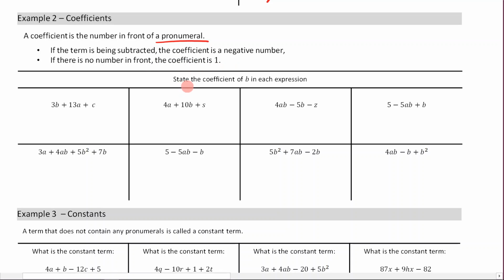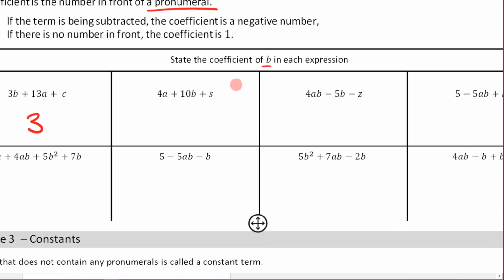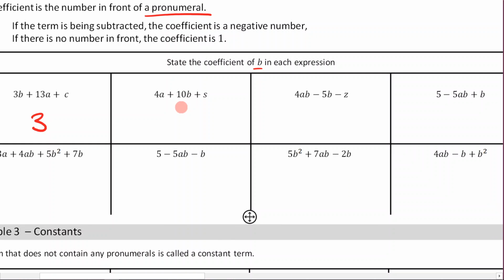Okay, so what we need to do here is state the coefficient of b in each expression. So right here, you can see I have 1, 2, 3 terms, and here is my b, and the number in front of my b is 3. So that means the coefficient of b is 3, because it's simply the number in front of b. Let's come and look at this one now. So what we're trying to find here is the number in front of b. So there is my b term, and the number in front of it is going to be 10. So it's going to be 10 here.